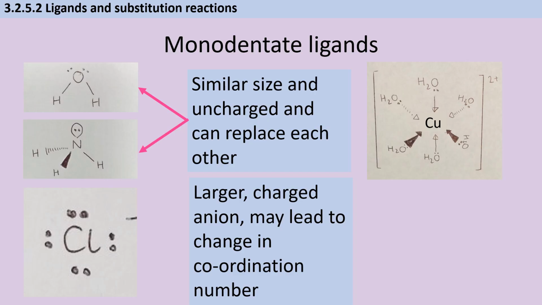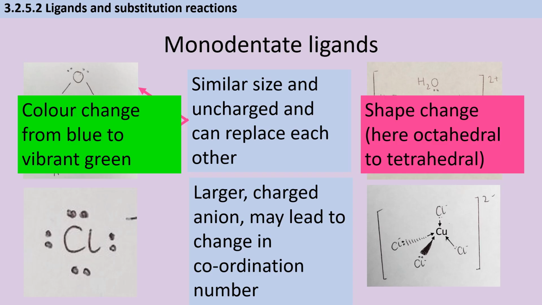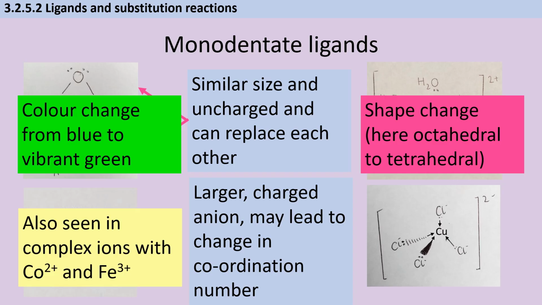A chloride ion is a larger ligand, and 4 of these will replace 6 water molecules. This leads to a change in coordination number. It also changes the overall shape of this complex from octahedral to tetrahedral. And this is accompanied by a colour change from blue to a vibrant green. Similar reactions also occur with complex ions containing cobalt and iron.